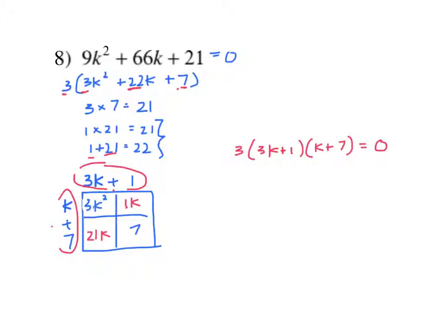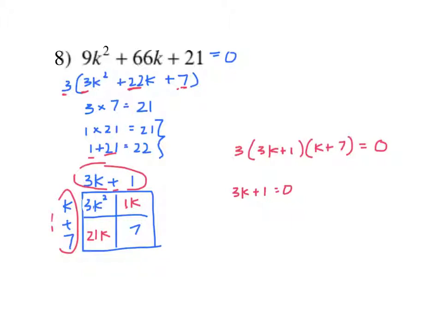what I'm going to do is, I know that the only way I can multiply and get 0 is if I multiply by 0. So that means that either 3k plus 1 has to be 0, or k plus 7 has to be 0. So what I'm going to do is figure out what would have to be true to make either of those 0.